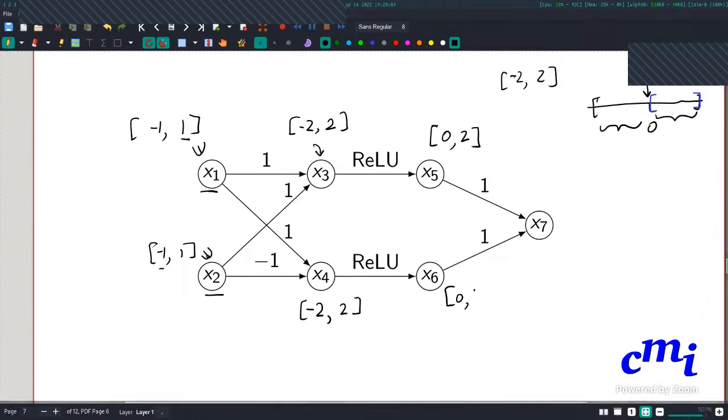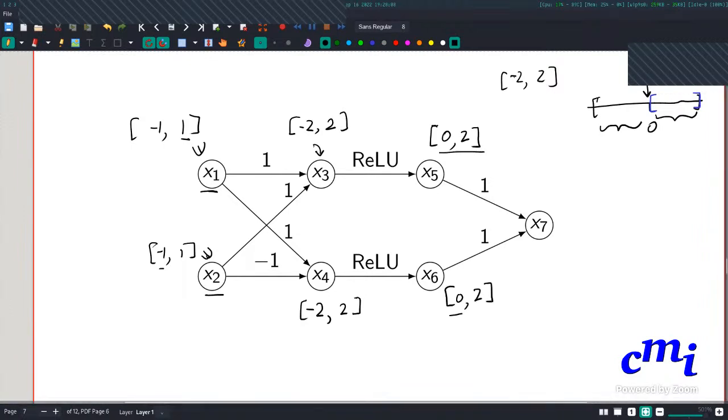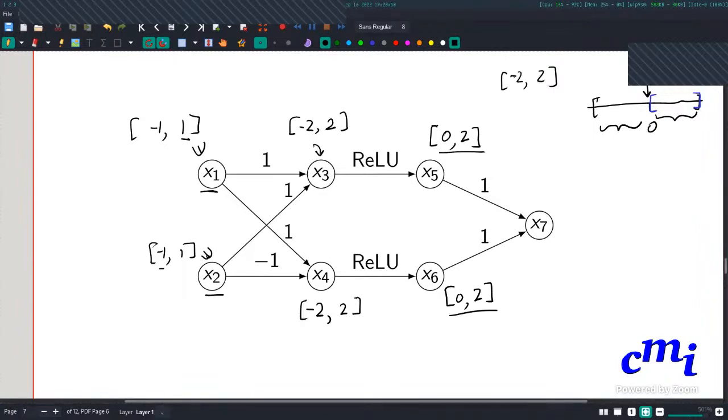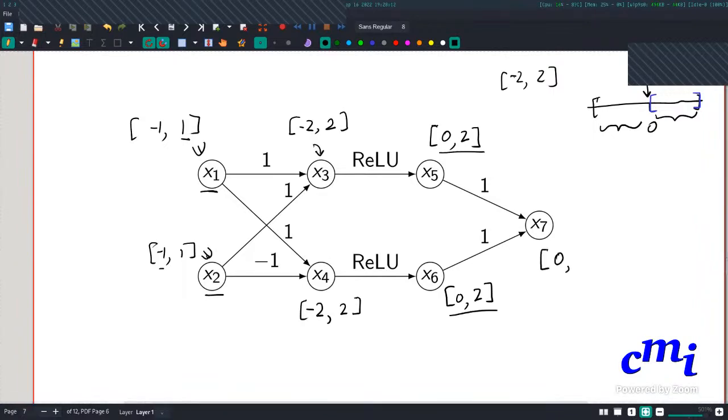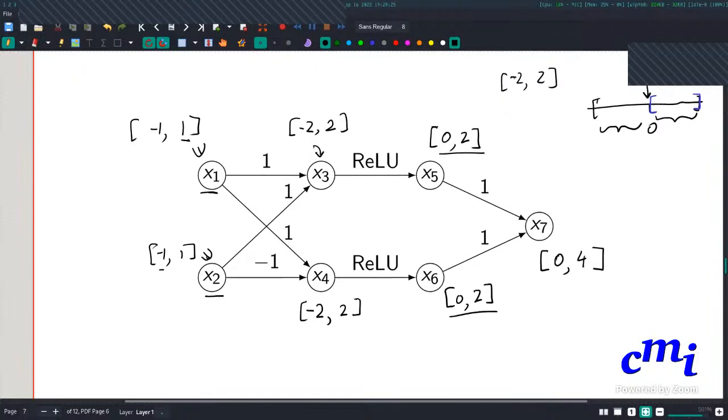Similarly, over here also, it will be 0 to 2. And again, you're adding up two values. Both of them are going from 0 to 2. So the minimum value will be 0 plus 0, that is 0. Maximum value will be 2 plus 2, that is 4. Okay. So is this clear? Yes. Okay. I'll go over this.